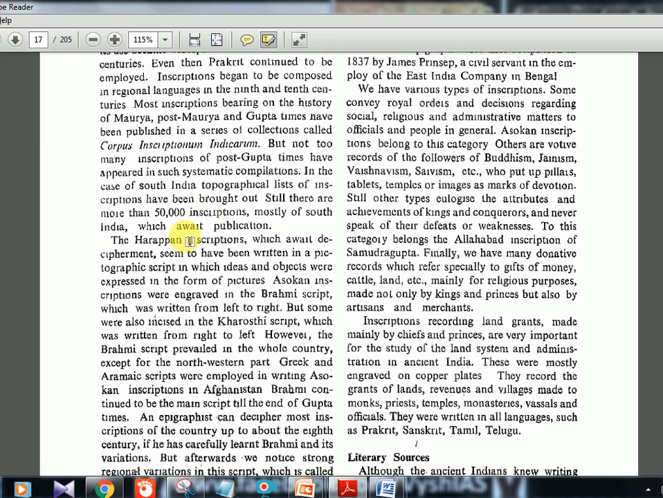Okay, so that is there. Then the Harappan inscription requires decipherment. I told you it's not readable. They had some script, but it is still not understandable. Historians are still working on it.